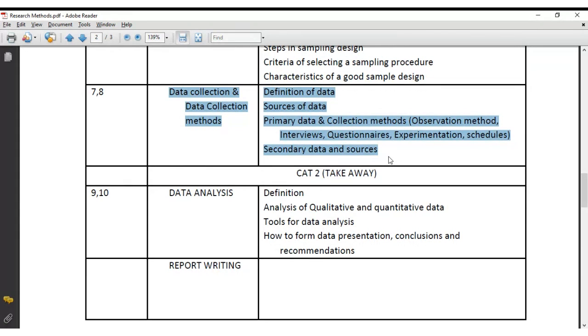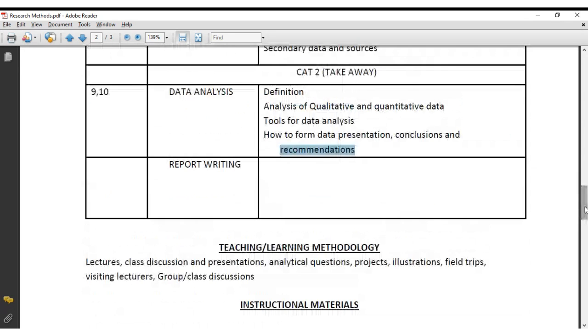Then in the next chapter, we are going to discuss data analysis. We are going to define what analysis is. We are going to talk about qualitative and quantitative data. We are going to talk about tools for data analysis and how to form data presentation, how to form conclusions, and how to make recommendations for your research. Then the final chapter is going to be report writing, and under that we are going to study how to write a report, features of a report, types of report, and how to write an academic report. All right, so that is what we have.